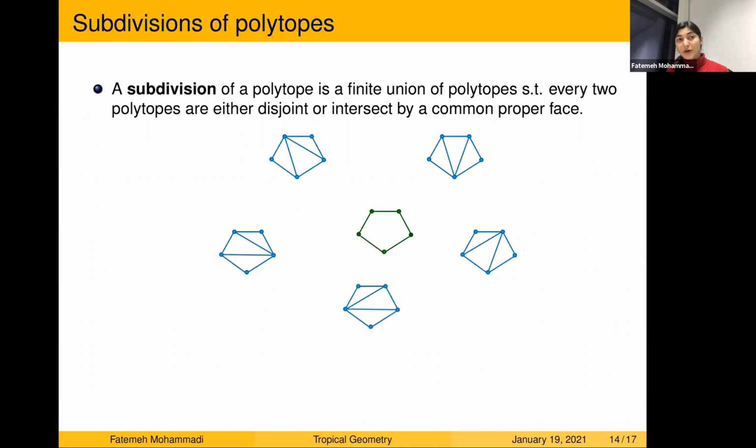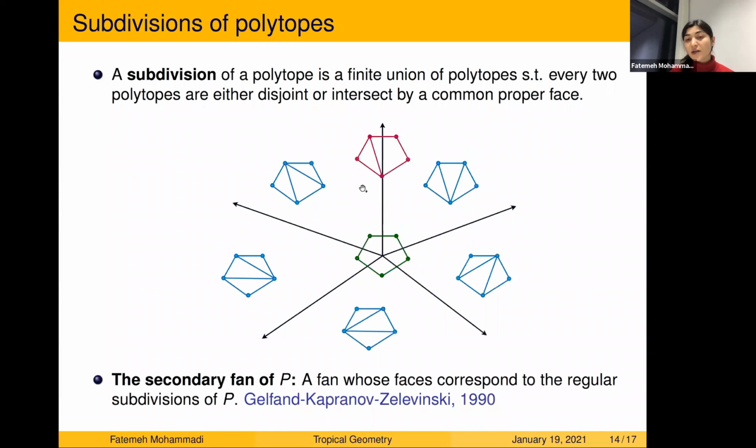So, let me recall what a subdivision of a polytope was. I think this is what we saw in the first lecture. Here I have a pentagon, a polytope, and I'm interested in all the different ways that I can subdivide the polytope. There are 5 different ways that I can triangulate this pentagon. So they're the maximal subdivisions. I have drawn them all here. And of course, there are some subdivisions that are not maximal, meaning that here I have a triangle and a square.